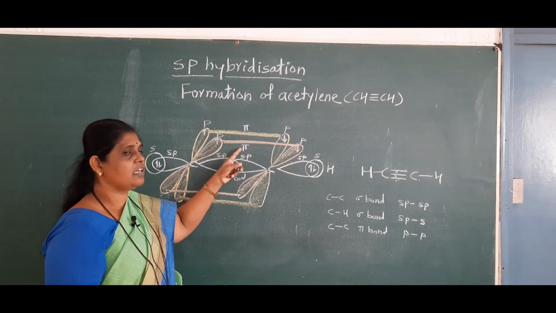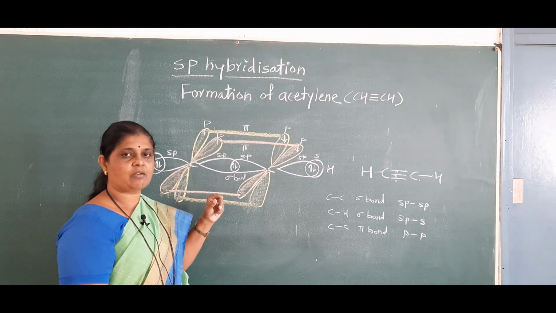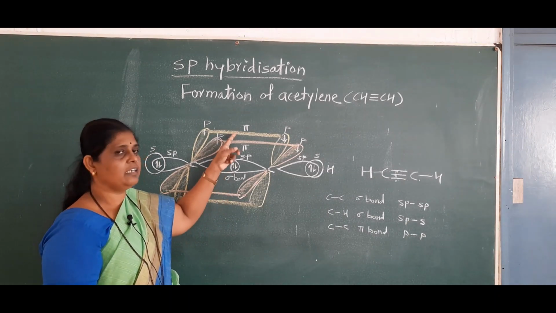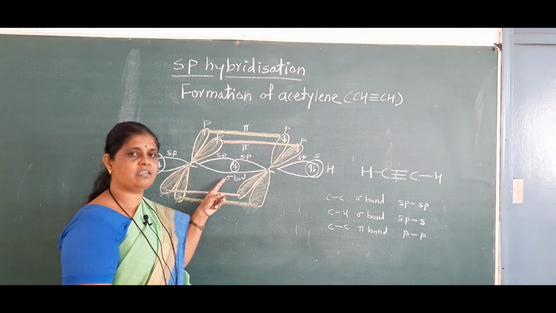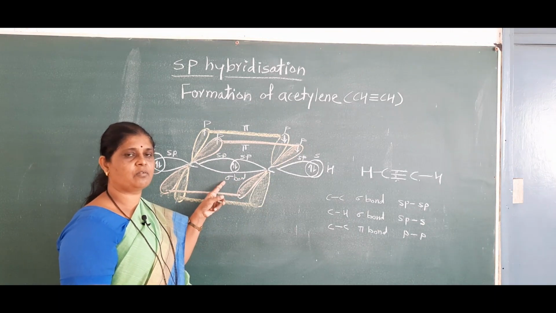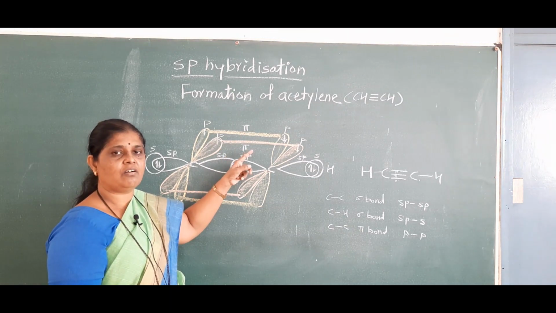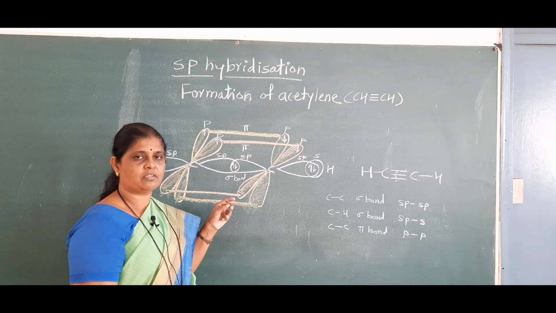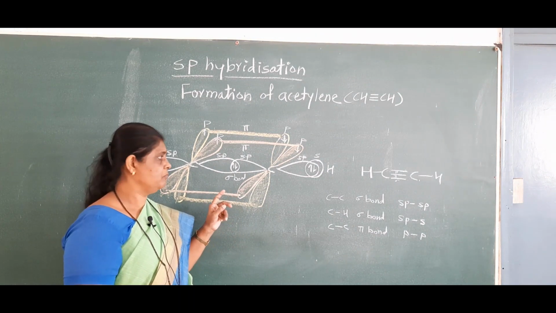Thus, there are 2 pi bonds and 1 sigma bond. Carbon triple bond carbon is made up of 1 sigma and 2 pi bonds. Sigma bond is formed by axial overlapping of sp hybrid orbitals and pi bonds are formed by lateral or sidewise overlapping of p atomic orbitals. This is formation of carbon triple bond carbon.